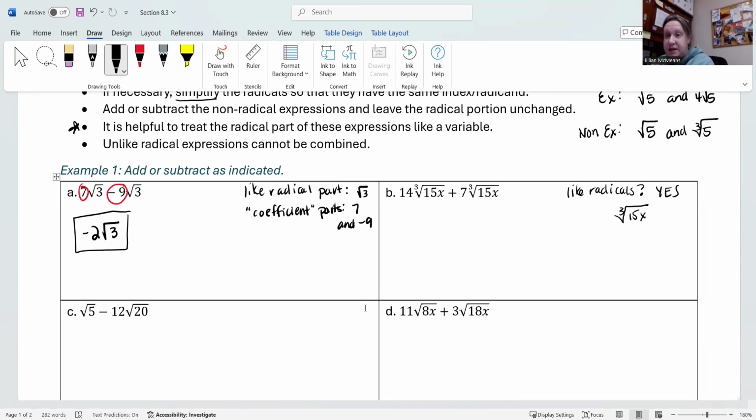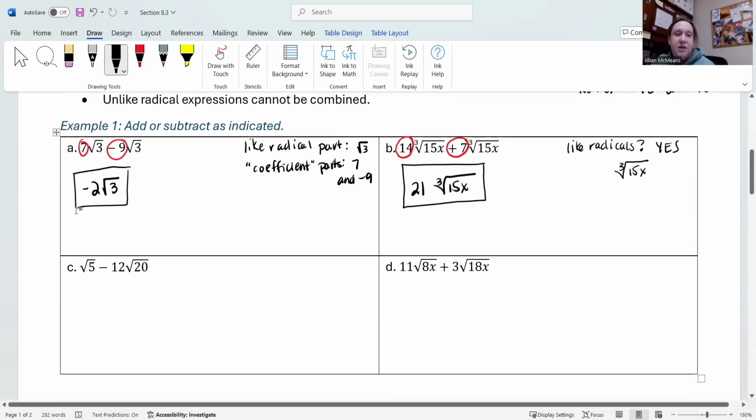So then we want to look to see if those cube root of 15x parts have constant factors, we'll call it, okay? Think of it as it works the same as a coefficient, but it really is just a constant factor. So we have this 14 plus this 7. So that means I've got 14 cube roots of 15x, and I've got 7 more cube roots of 15x. So that means total I have 14 plus 7, which is 21 cube roots of 15x. So there you have it. It's really that simple. You just treat the cube root of 15x like a variable. You add the coefficient parts, and then you just tack on that like radical part.